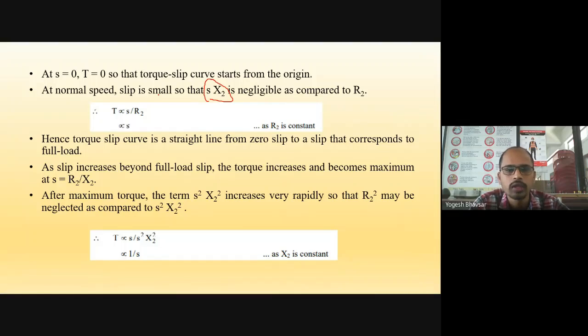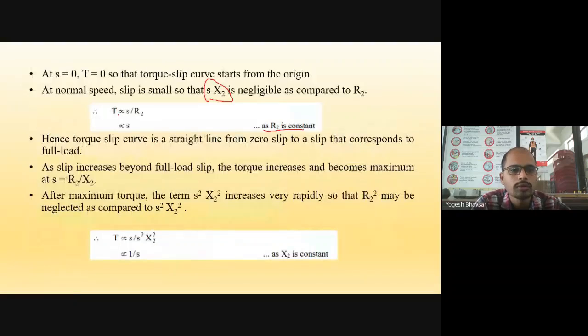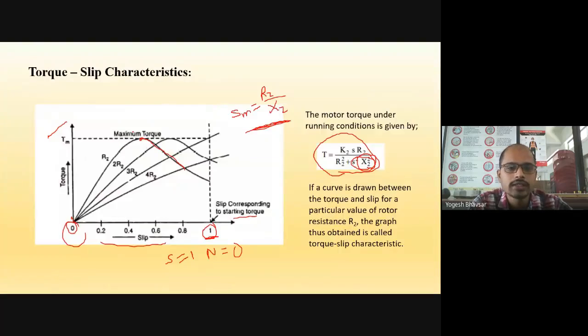We can neglect it in the above equation as compared to the resistance. As resistance is constant, we are neglecting this numerator term, so this term will be almost R2 squared. Then R2 will get cancelled, and the torque is proportional to slip. So what we have is torque proportional to S by R2, and as R2 is constant, we can say torque is proportional to slip. So this is almost a linear characteristic.